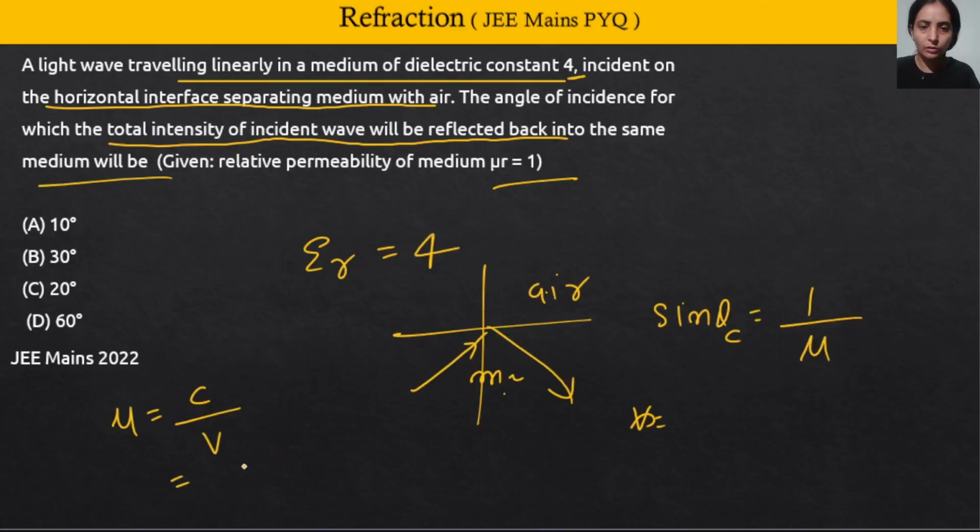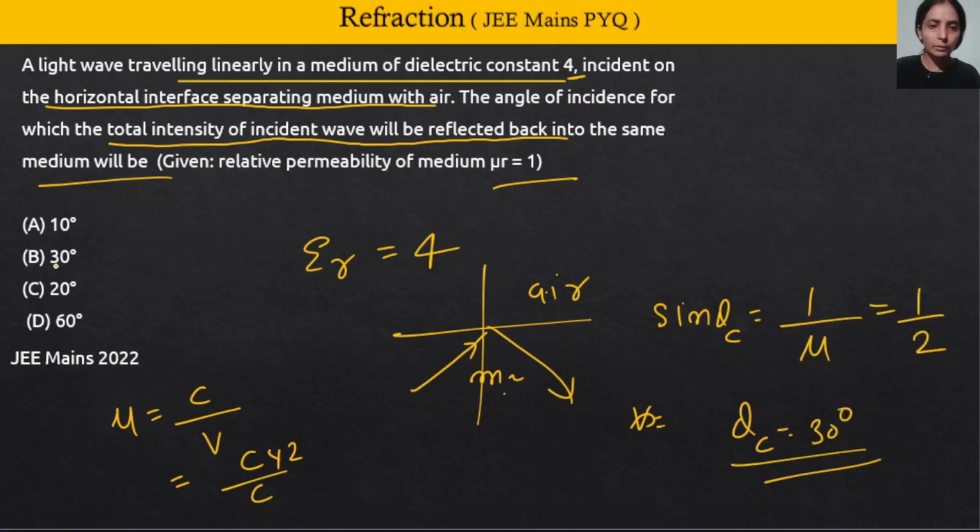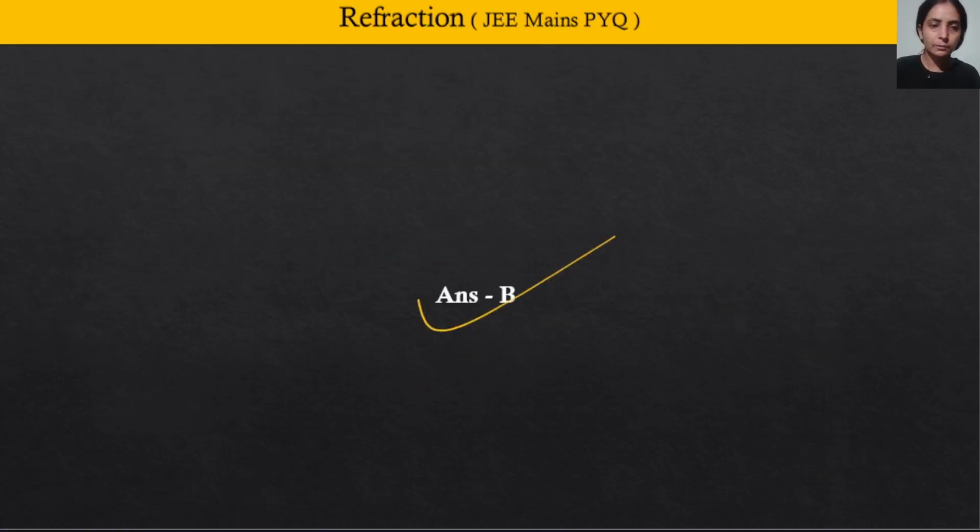c by 2, so this is 2. Okay, so this will become how much? Mu is equal to 2 basically. So 1 by 2, theta c is equal to 30 degree. So the answer will be how much? It will be B. Done? So the correct answer has to be B. Now let us move to the next question.